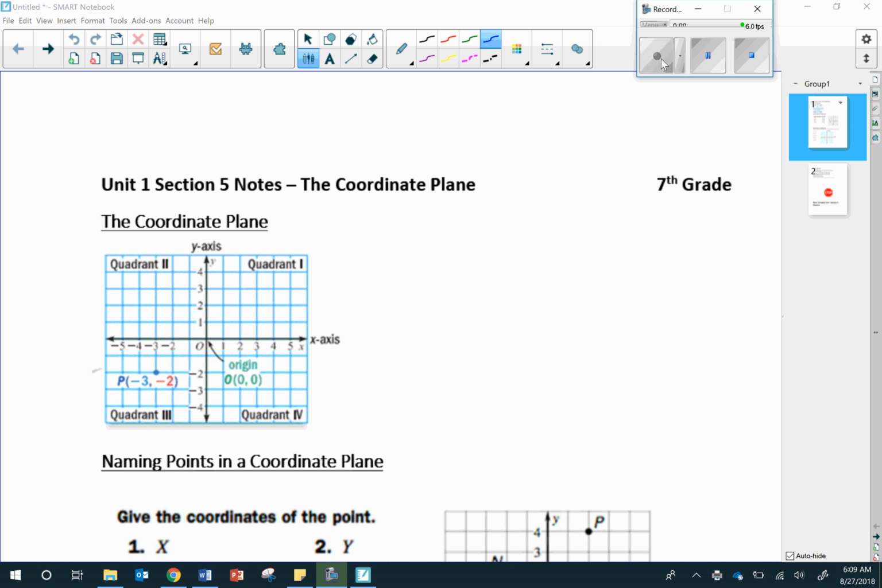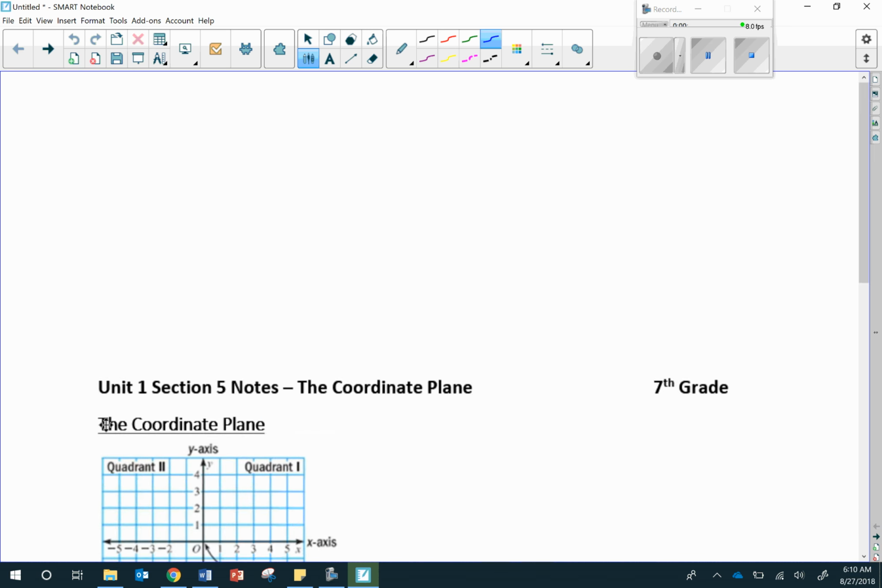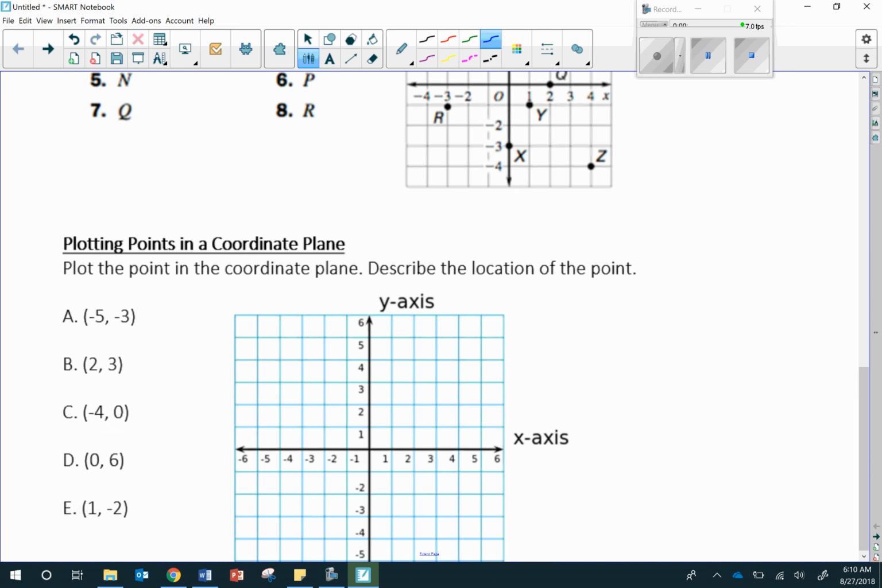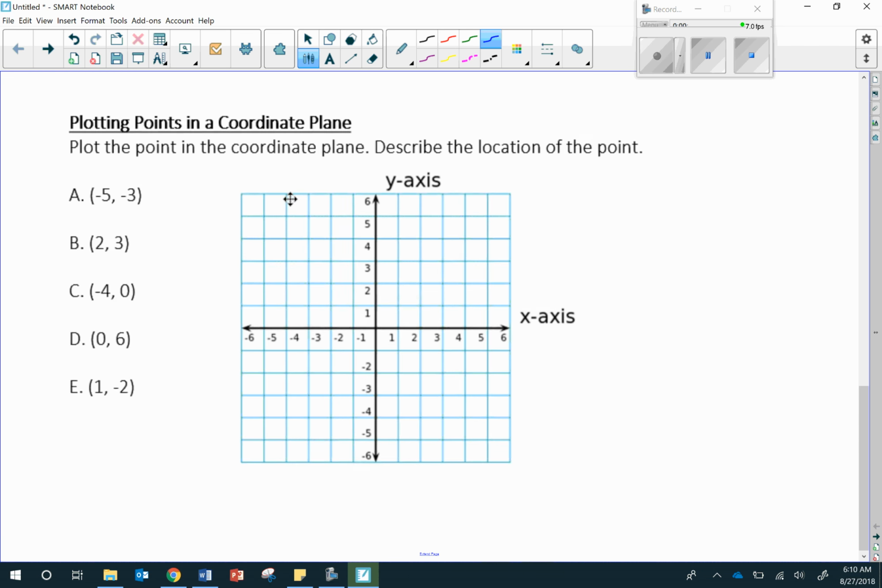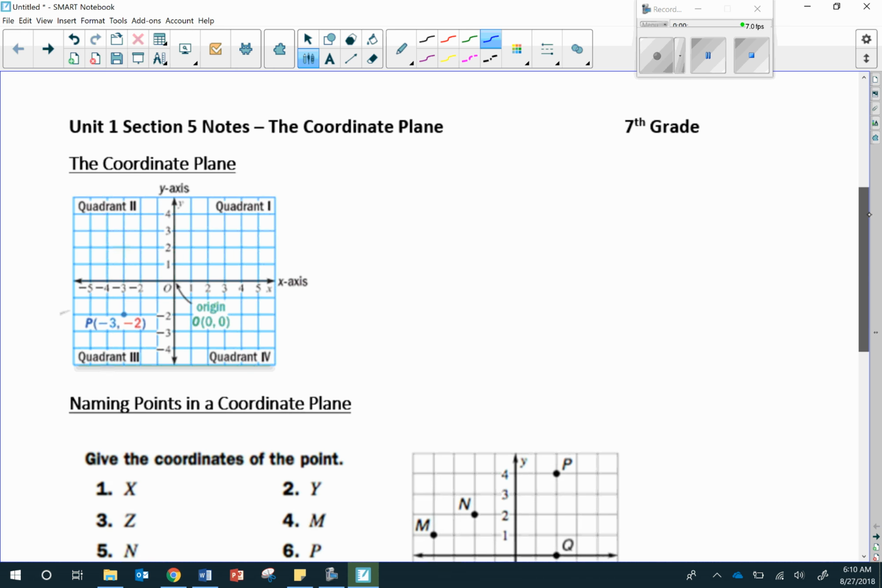Okay, we are going to start the Unit 1, Section 5 notes. These notes are on the coordinate plane, which I'm sure some of you have seen before. However, graphing on the entire quadrant may be new for some of you. So if you look here, this is our coordinate plane, sorry about that.